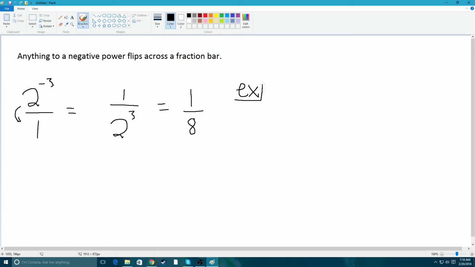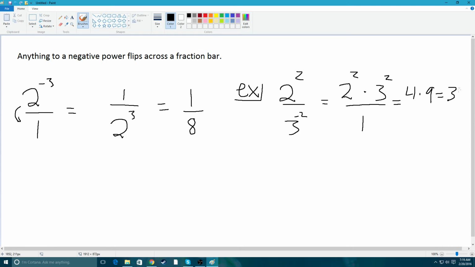Another example. 2 to the second over 3 to the negative 2. 2 to the second stays on top because it does not have a negative exponent. It doesn't need to move. However, since 3 to the negative 2 is a negative exponent, it needs to flip across the fraction bar. So now 3 to the second power goes on top, and this is all over 1. So 2 to the second is 4, 3 to the second is 9, for a grand total of 36.